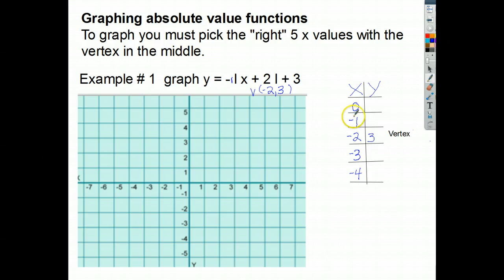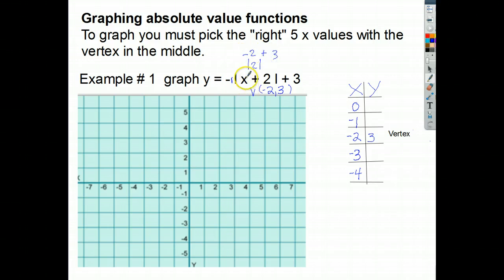Now the next thing to do would be to plug these x values into our problem and find out what the y value is going to be. Okay, so let's put in 0. I think we can do this in our head. 0 plus 2, well, that's 2. Then I take the absolute value. You do absolute value like you do parentheses, work inside and then go out. So the absolute value of 2 is 2, and then this negative is applied. We have -2 now and 3.